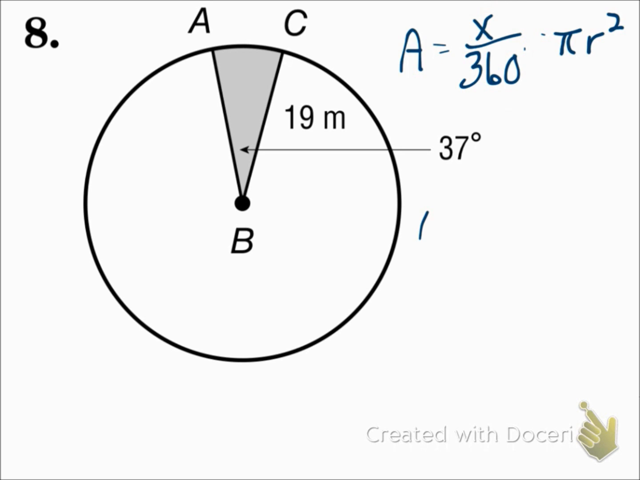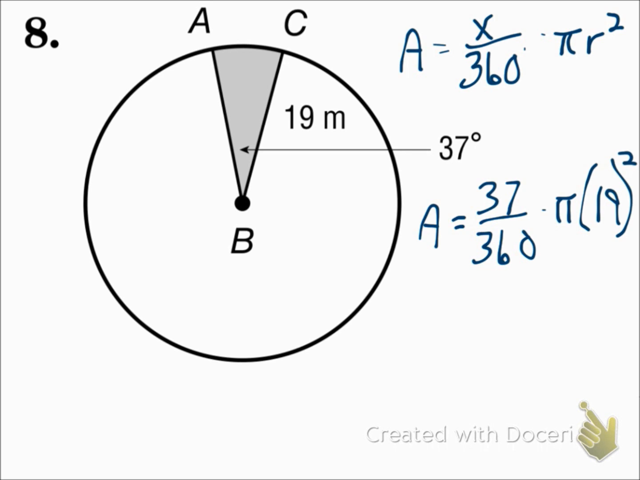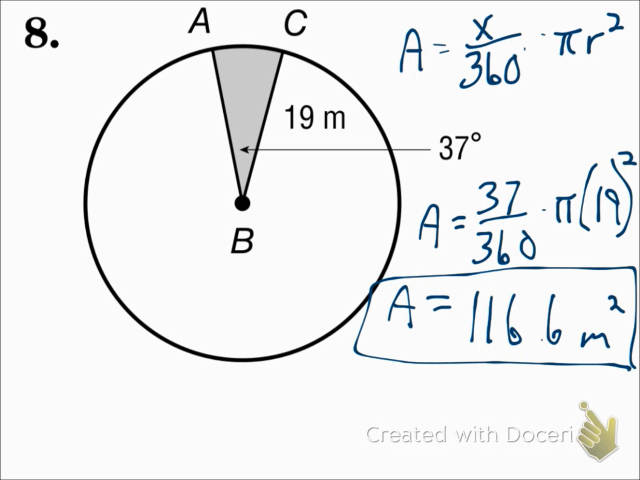So let's substitute our values in. The central angle measure is 37 degrees. The radius is 19 meters. So I can punch all that in, and the area of the sector is approximately 116.6 meters squared. Area of a sector is the central angle over 360 times pi r squared.